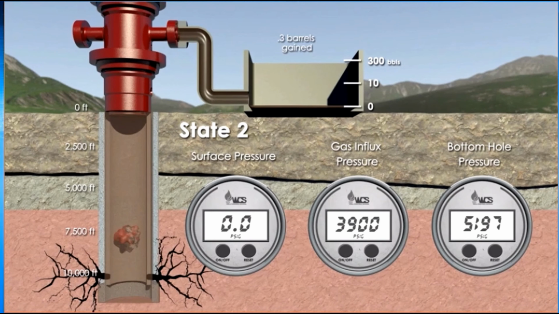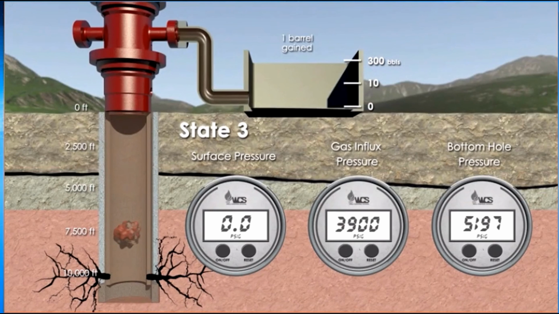The gas bubble is slightly longer in length, and as a result, 0.33 barrels of working fluid has been displaced from the well. This decrease in fluid reduces the total bottom hole pressure to 5,197 psi at the bottom of the well. The pressure at the surface remains 0 psi because the well is not shut in.